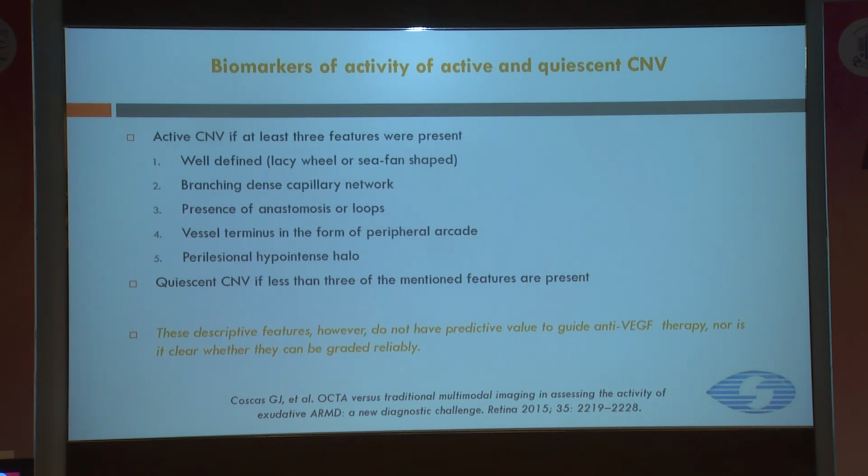When we come to CNVM, I'll touch upon this very briefly because I think there's already a talk on this. For active CNV, Koska's group from France has said that at least 3 of the following features: the well-defined, lacy or sea-fan shaped network, the branching dense capillary network, the anastomotic loops, or the perilesional hypointense halo. If any 3 of these are present, it's supposed to be active CNVM, whereas it's quiescent if fewer than 3. But these don't have any predictive value to guide anti-VEGF therapy, so we are still dependent on our structural B scan to do that.